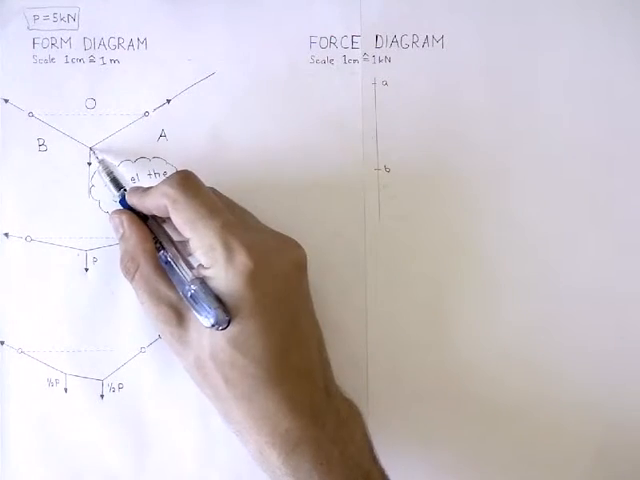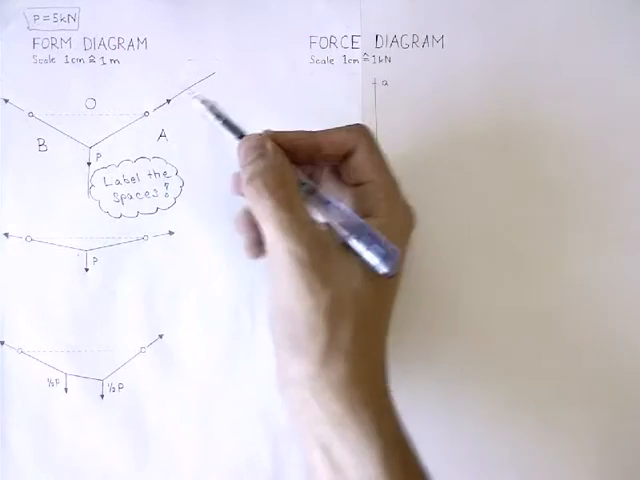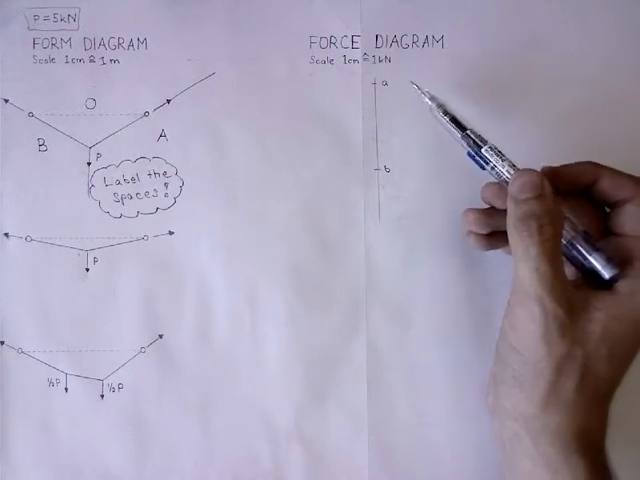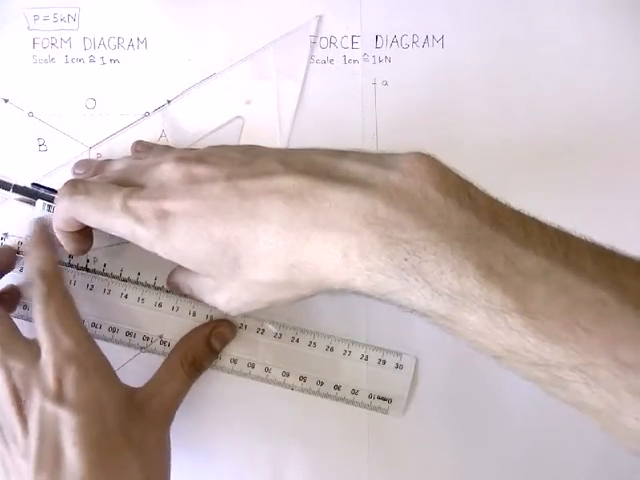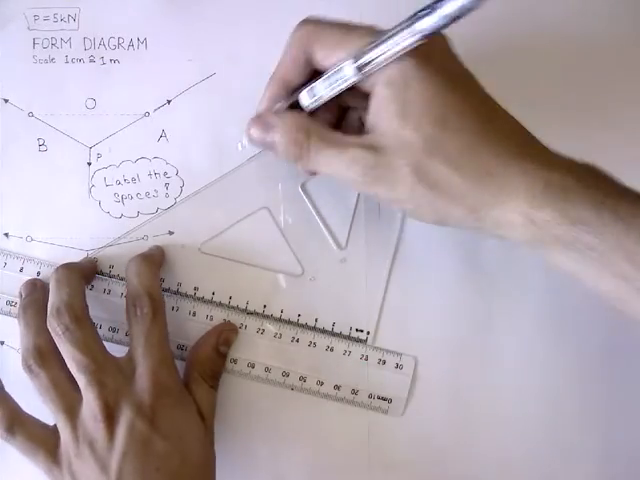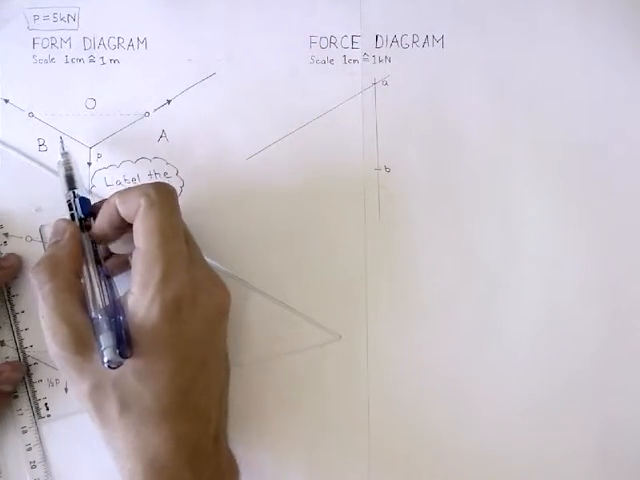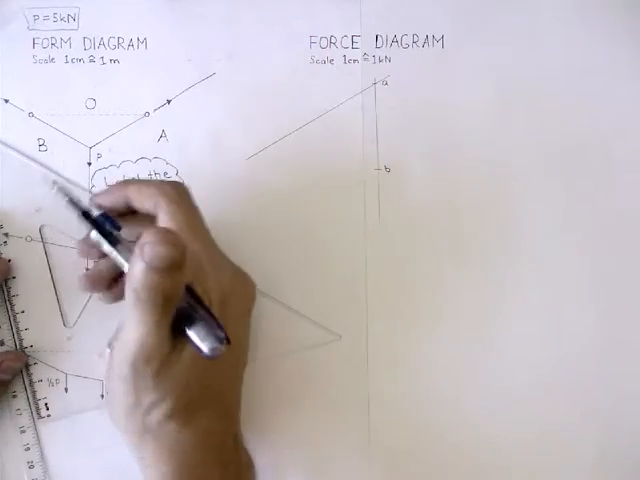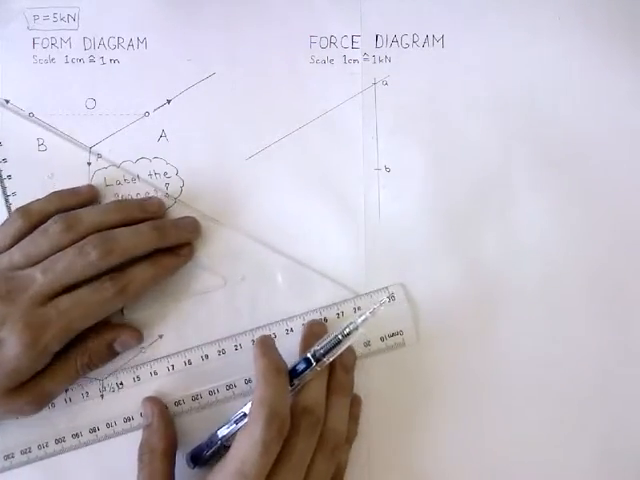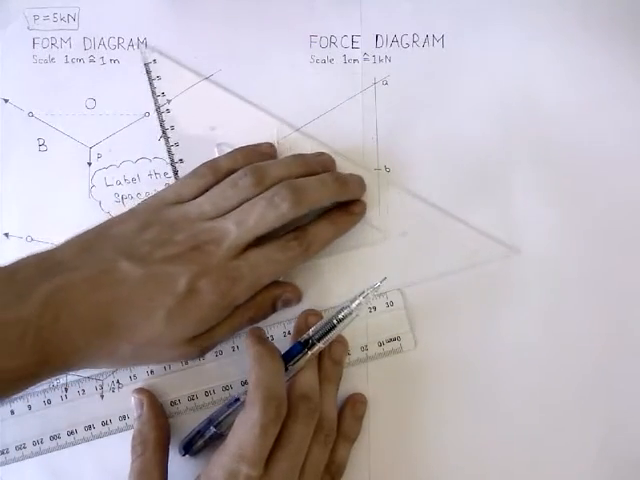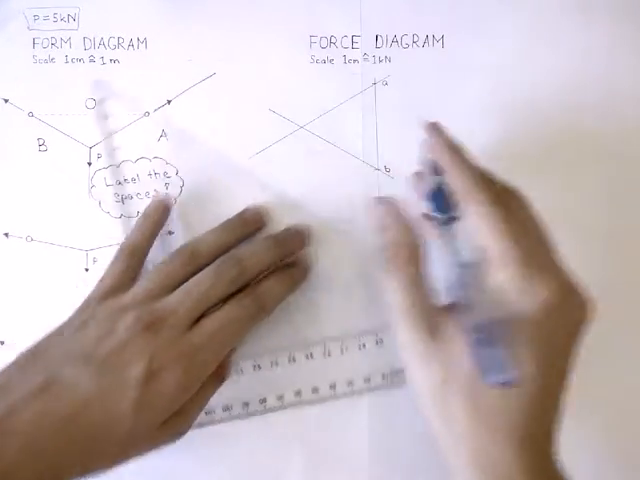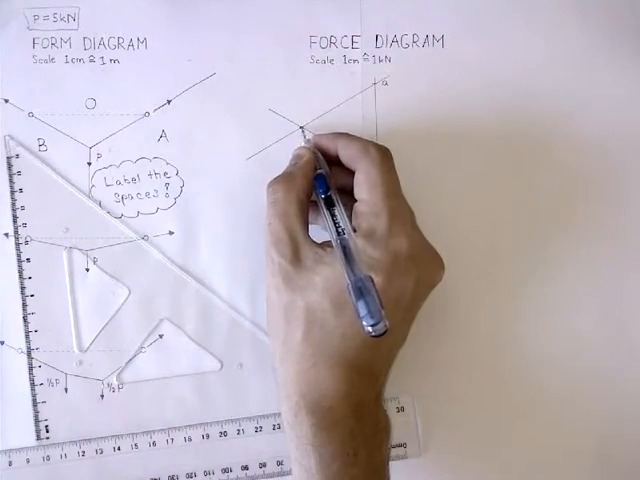In the form diagram, this line runs between the spaces A and O. In the force diagram, it is going to run between the points A and O. Draw a parallel to it so that it goes through point A. Point O lies somewhere on this line. This line runs between the spaces B and O. So in the force diagram, it is going to be running between the points B and O. Somewhere on this line is point O, and where these two lines meet is point O.